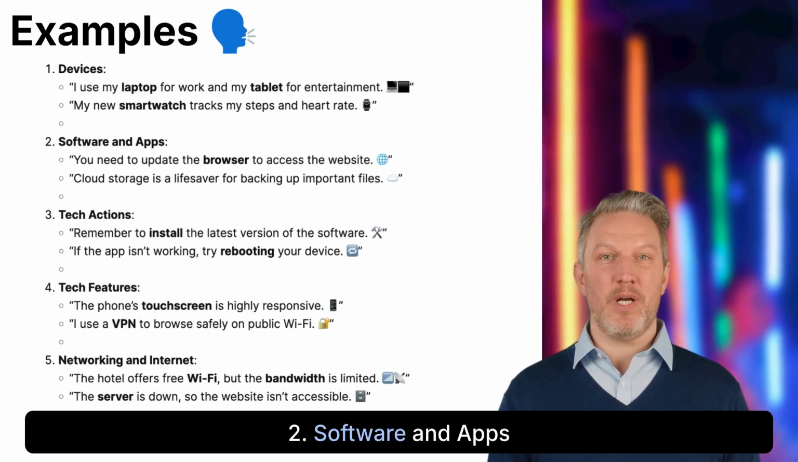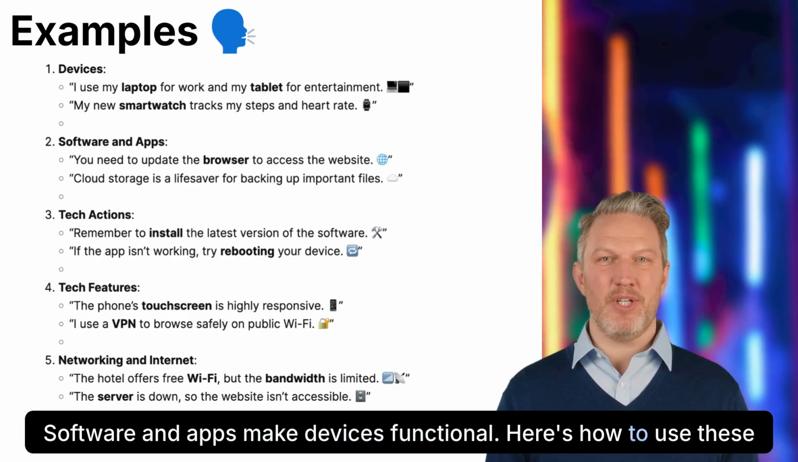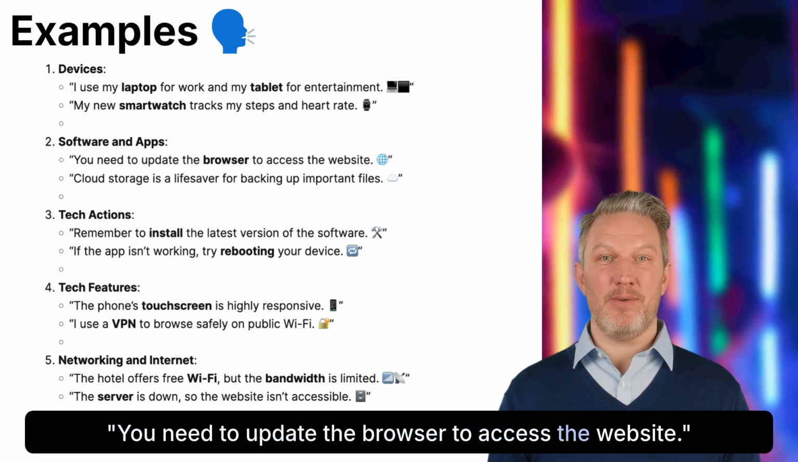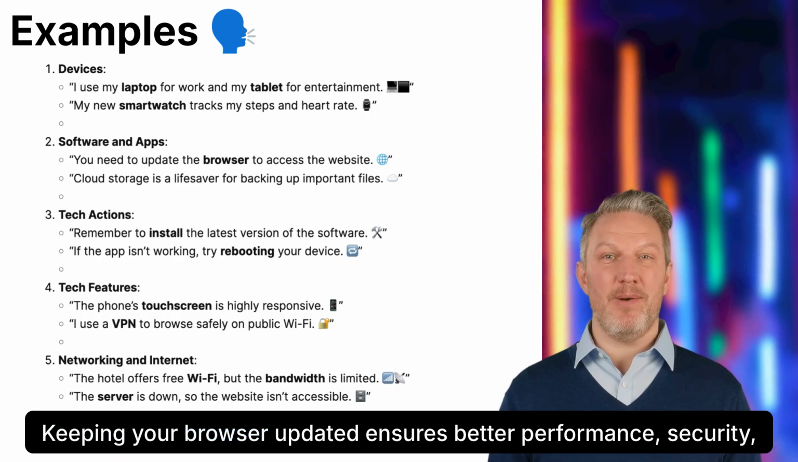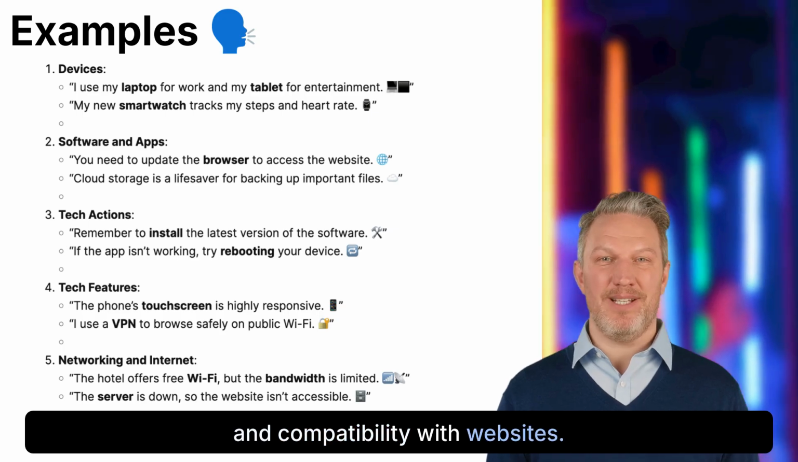2. Software and apps. Software and apps make devices functional. Here's how to use these words in sentences. You need to update the browser to access the website. Keeping your browser updated ensures better performance, security, and compatibility with websites.